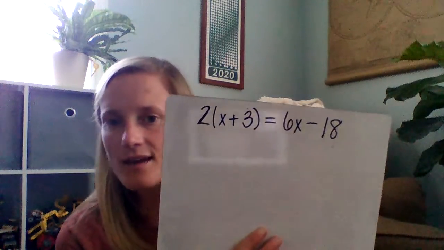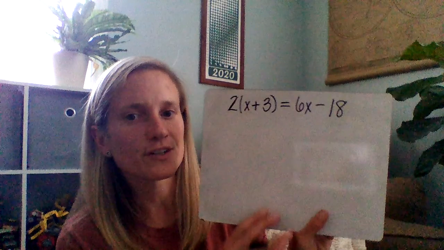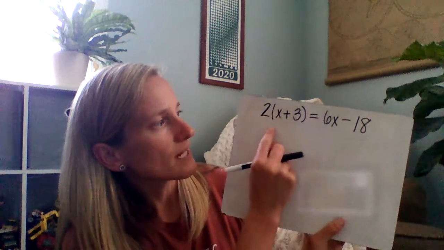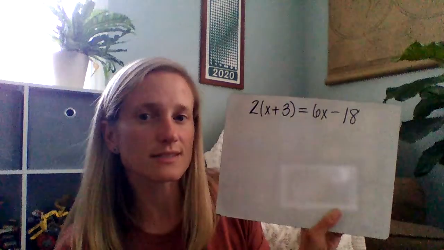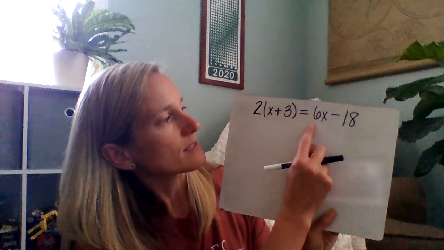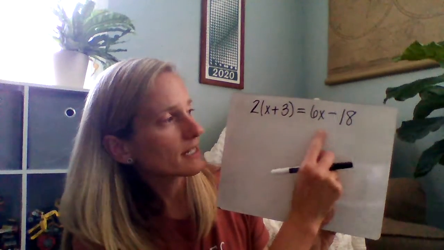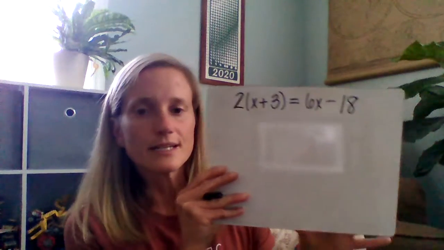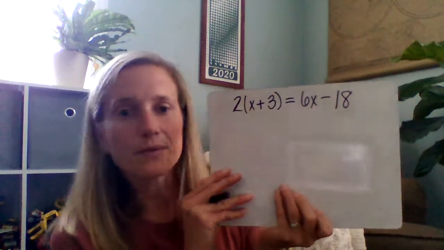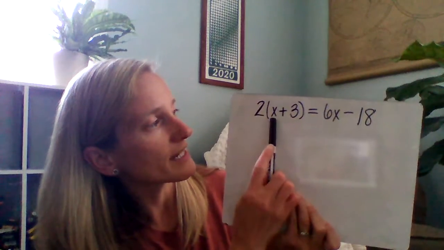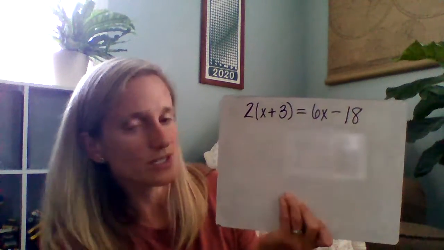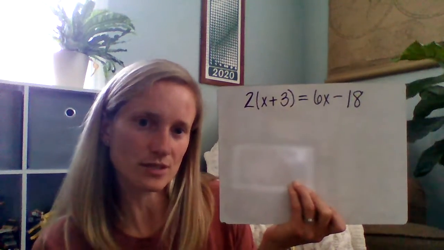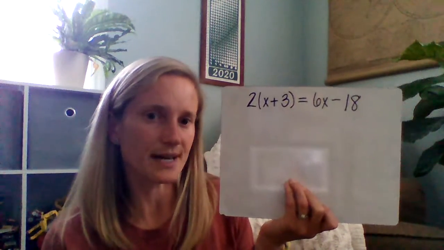So in this case, I'm trying to figure out what value x can be so that 2 times x plus 3 is the same thing as I get when I take 6 times that value minus 18. And I've kind of already pointed it out, but let's make sure we all notice we've got x's on both sides of our equation. So always check for that, because one of your first things you're going to want to do is get all the x's together on one side.